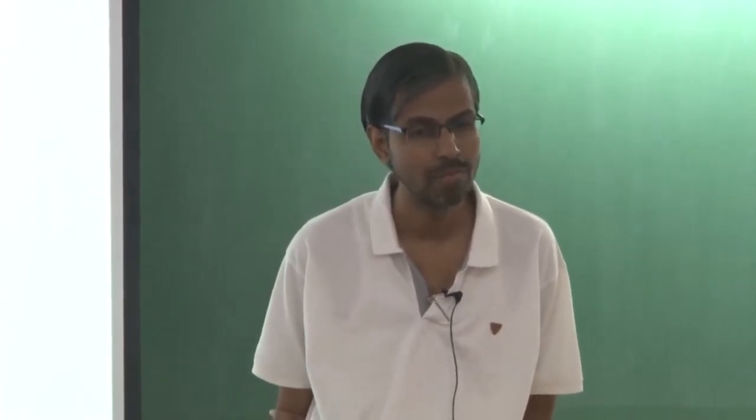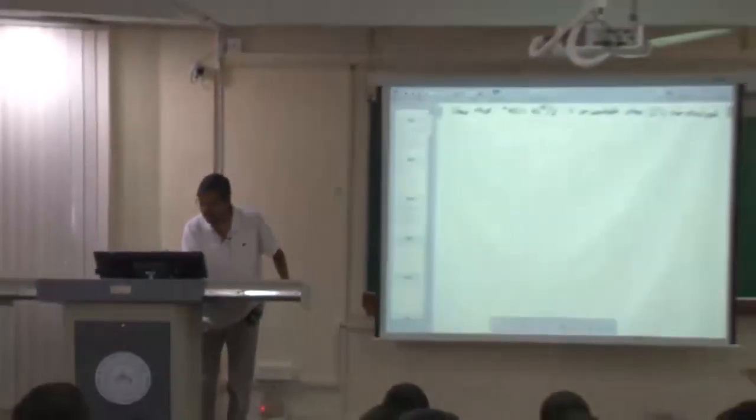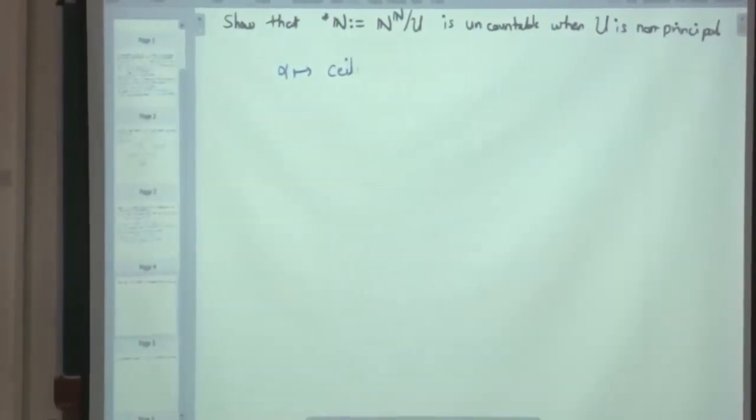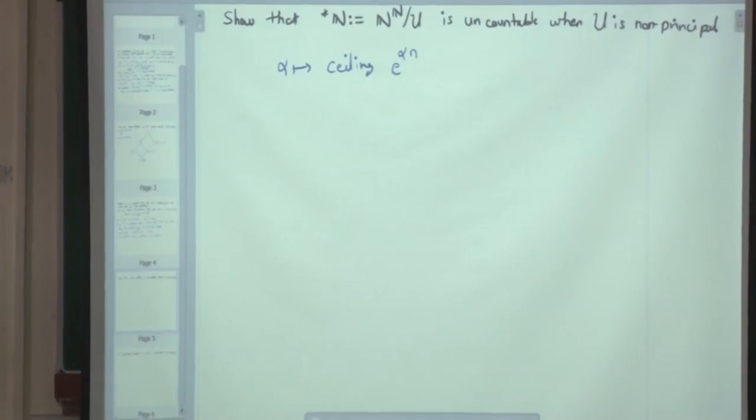No, like this: alpha maps to the sequence ceiling of e to the power alpha n. Let me write it down. I am not sure I understand what's going on. So alpha maps to the ceiling of e to the power alpha times n. Yes, that sequence, and then the equivalence class of that thing.